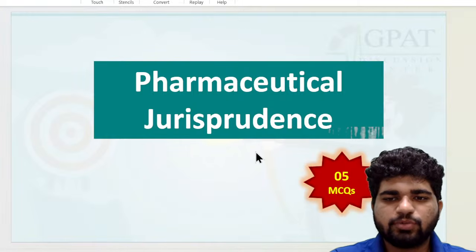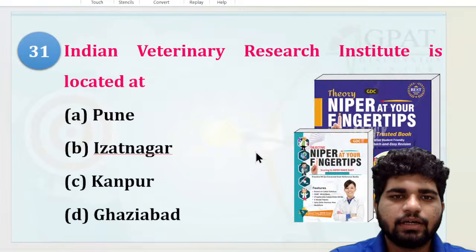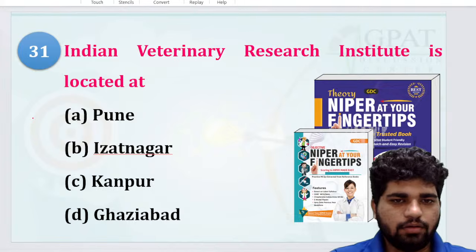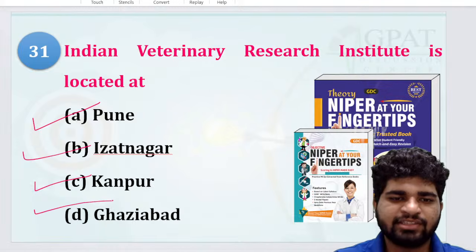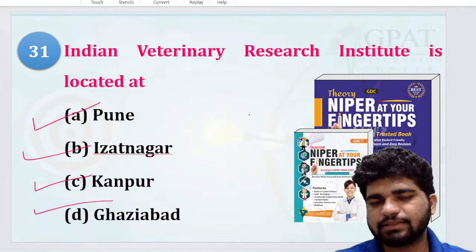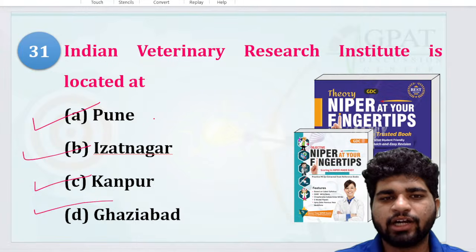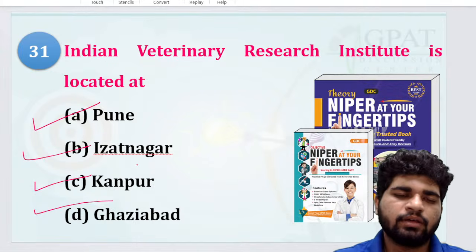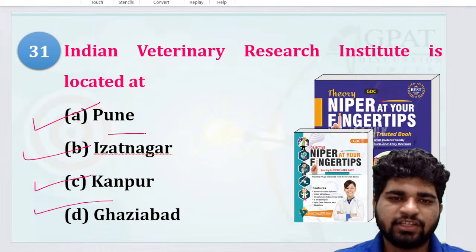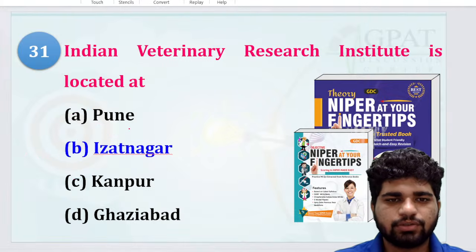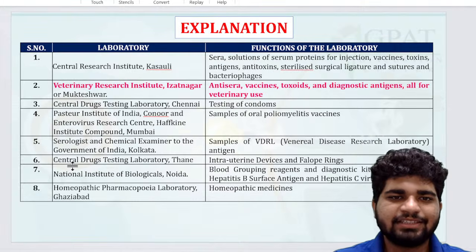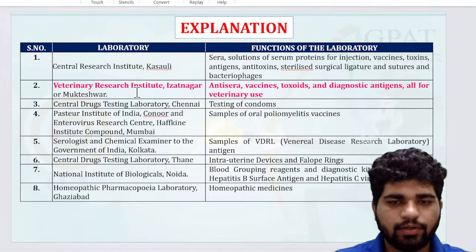Now let's talk about pharmaceutical jurisprudence, where we have 5 MCQs for you guys. The Indian Veterinary Research Institute is located at Pune, Izzatnagar, Kanpur, or Ghaziabad? That is Izzatnagar, near Bareilly in Uttar Pradesh. By the way, the names of all these institutes are very important, guys, so do make sure you remember them.